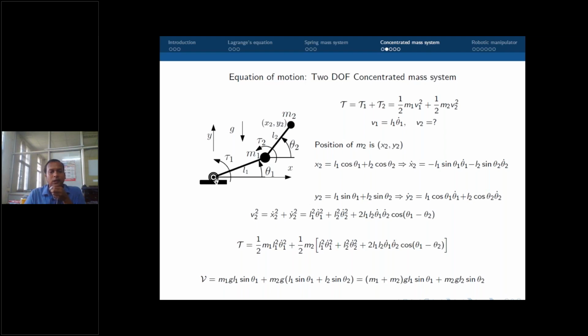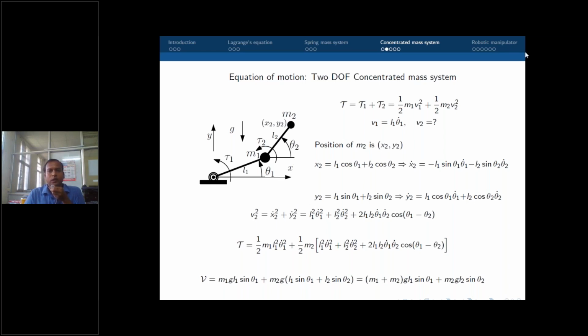The first rod is hinged at the ground, and at each joint there is some external torque applied, tau 1 and tau 2. We will follow the same procedure to get the equation of motion. Again, this is a 2-degree of freedom system, so how many equations will we have? We'll have 2 equations of motion. The generalized coordinates here are theta 1 and theta 2.